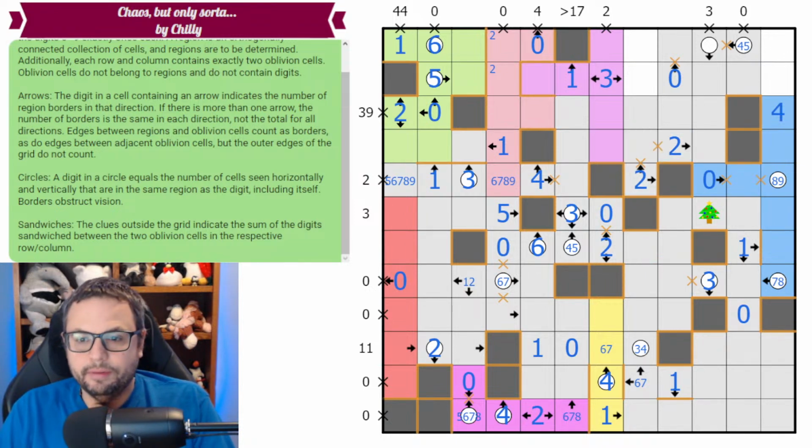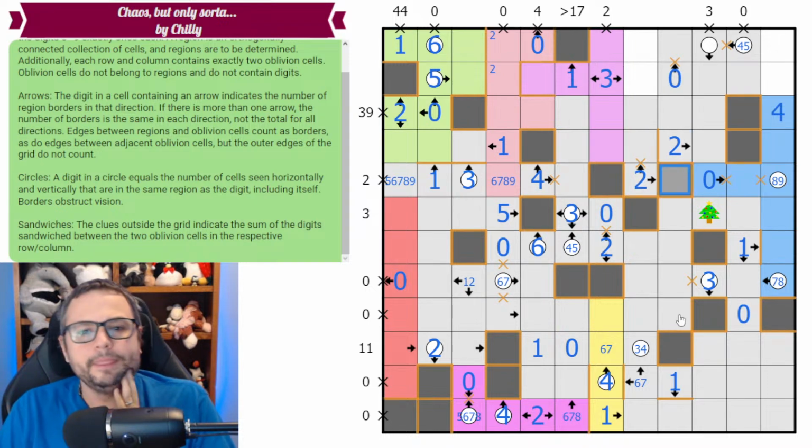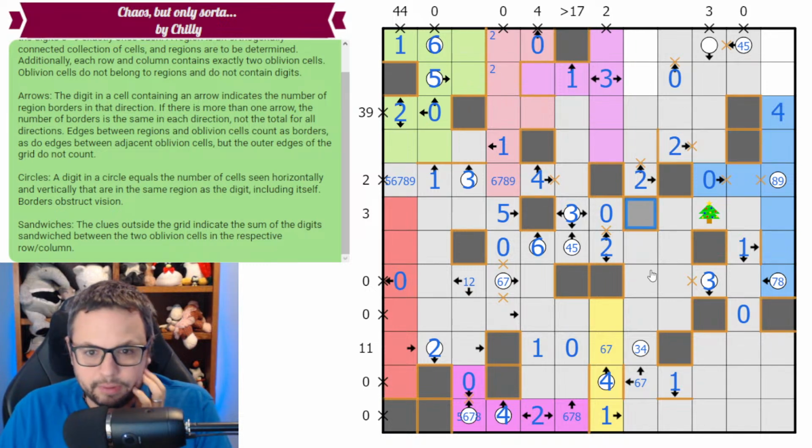This is in a different region from that because I can't repeat 2 within the region. Sorry, I did that wrong. This is a border. Let me put it that way. This is a border because I can't repeat 2 within the region. And this is not a border because we already have our 2 borders in this direction.